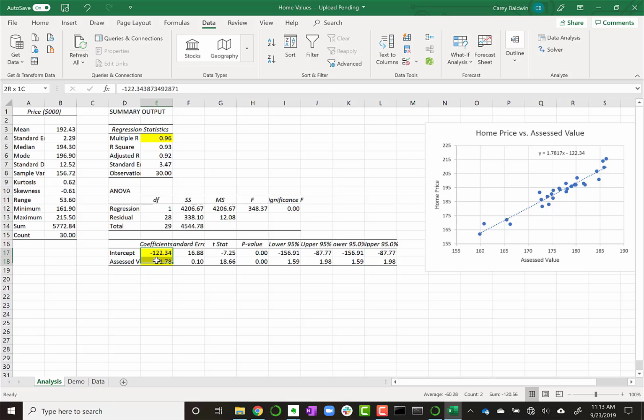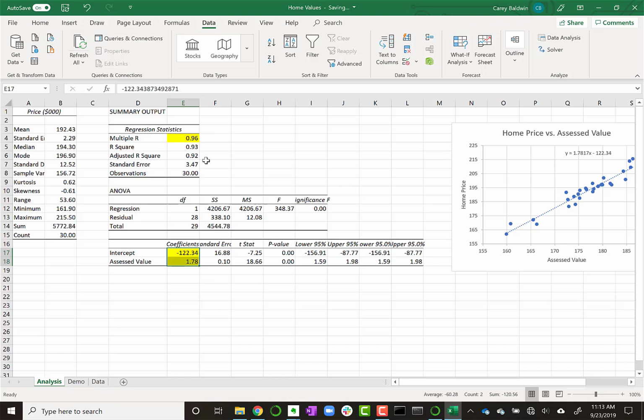Now the other piece I really need is this group of coefficients. The coefficients determine the model that we use to make predictions for one variable based on the other variable. Okay, so negative 122.34 is the intercept, 1.78 is the slope.